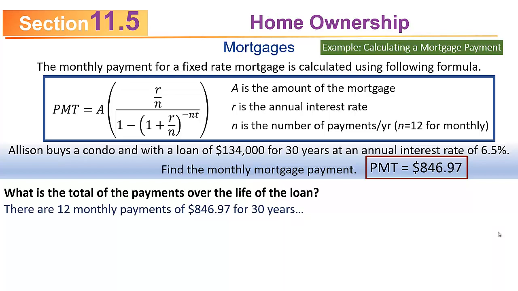There are 12 monthly payments for 30 years, so you've got the monthly payment of $846.97 times 12 times 30. 12 months a year for 30 years. And if you multiply those together, you'll find out that on that $134,000 condo, she paid the bank back over the course of 30 years $304,909.20, maybe 2.5 times what she actually borrowed.